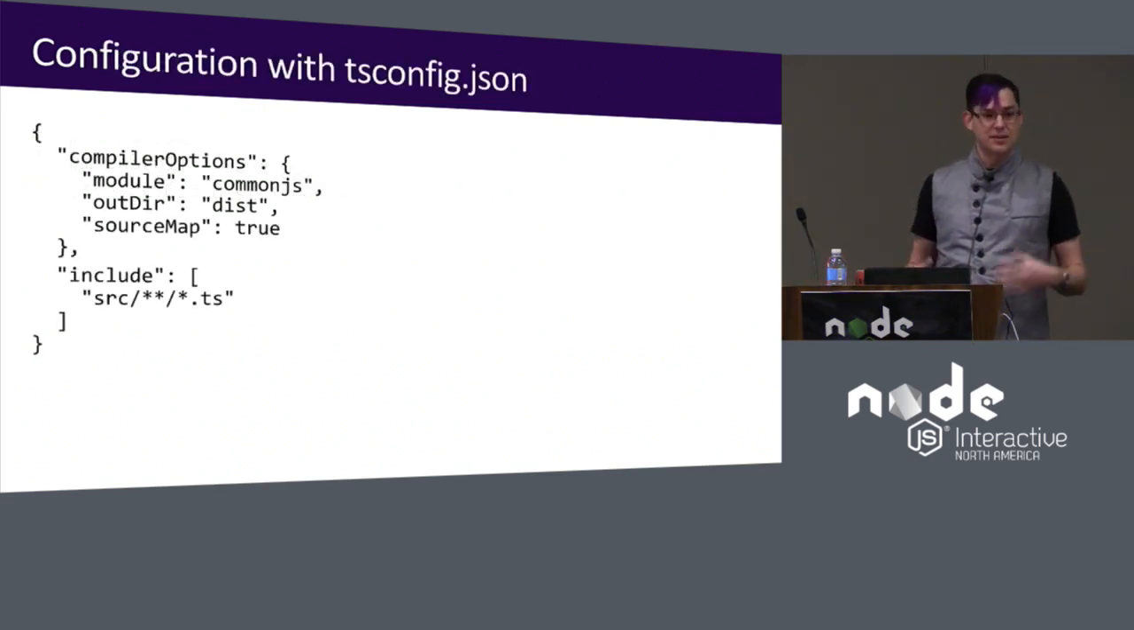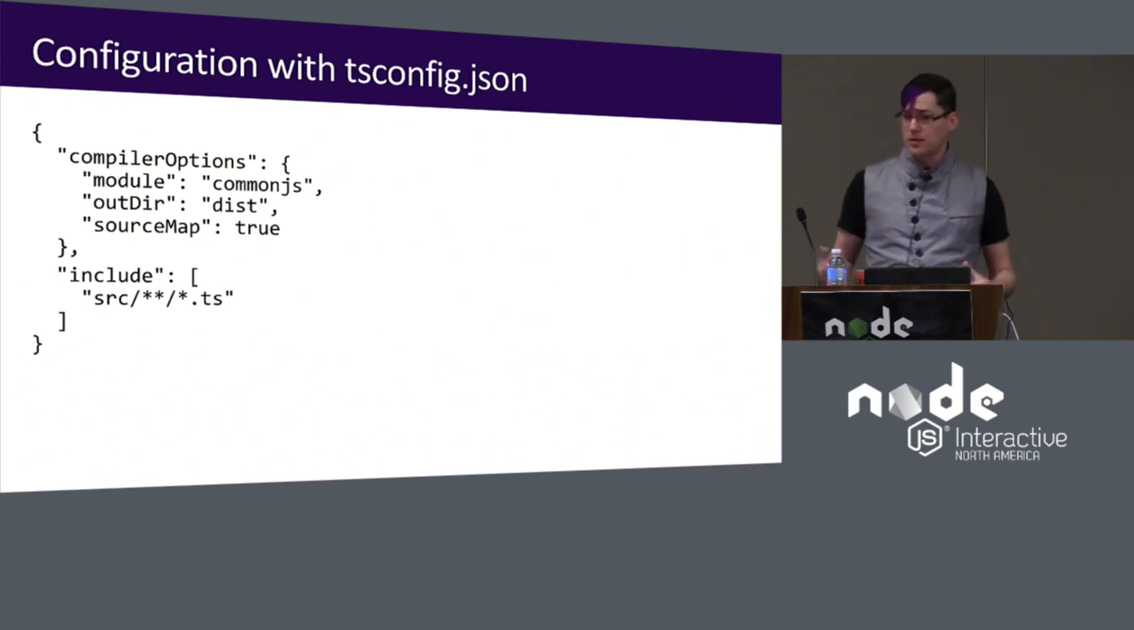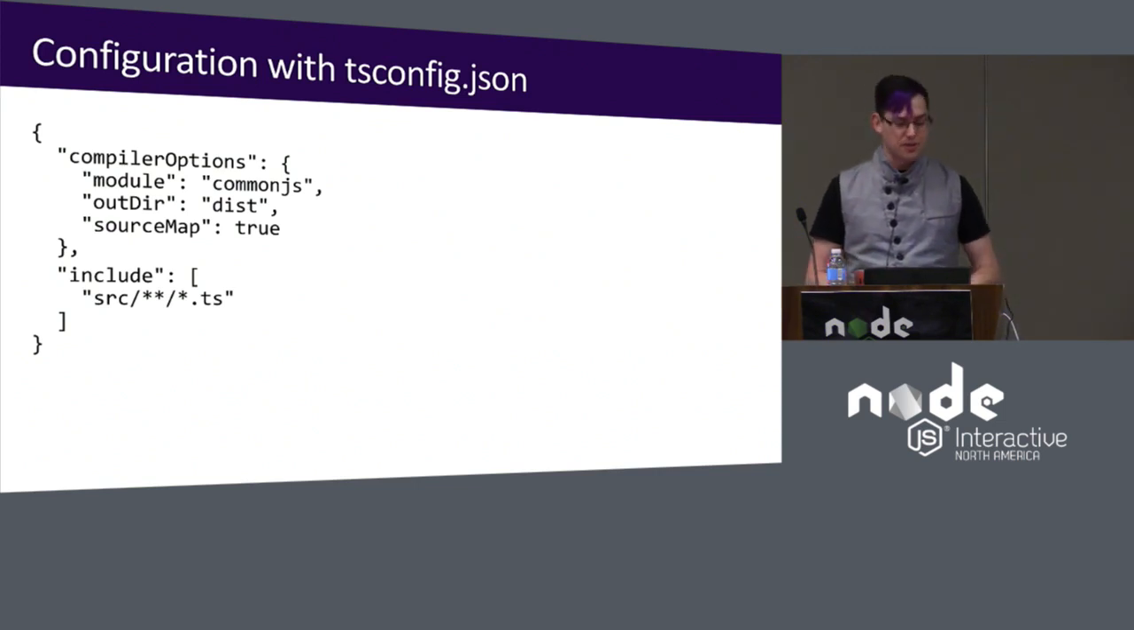You can do a tsconfig.json file. And this works a lot like the Babel config if you've ever used it before. There's all kinds of options. We can say, what sort of module system do we want to output files as, where, source map stuff, and what are the input files.